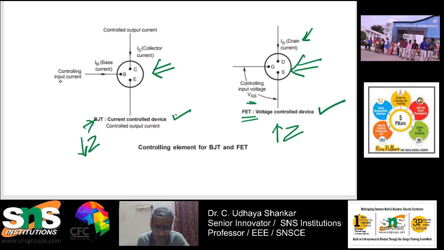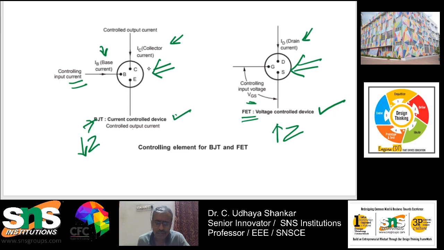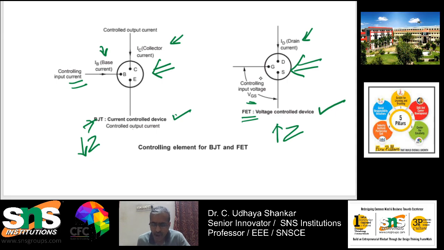Whereas, in case of BJT, I have to control the input current, that is the base current, in order to control the output current. For example, if the base current is less, then the output current, our collector current, also will be less. If the base current is higher, then the collector current will be proportionately higher. So, this is how it works. It amplifies the current. Here you can see that based on the input voltage, the drain current can be varied accordingly. So, this is how it works.